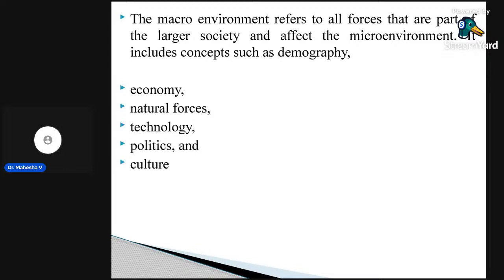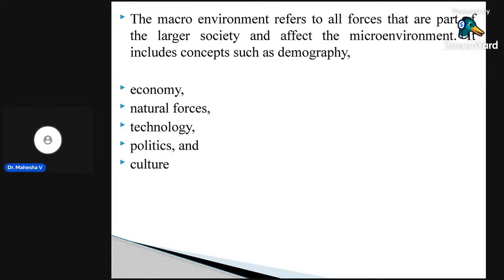The second one is economic factors, or the economy. Economic factors are those factors which tell about the economic conditions of the prevailing market of the country. Whether the economy is inflated or deflated, what is the standard of living of the people, what is the rate of money circulation in the market. All these factors will be taken into consideration.